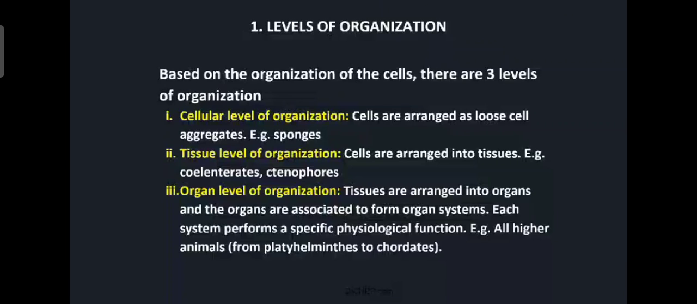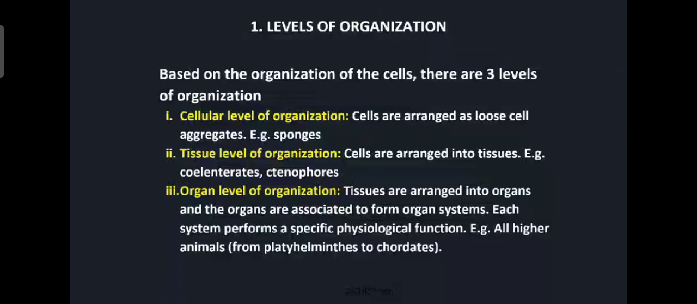So first one, cellular level of organization. As I told, cells are arranged as loose cell aggregates. So cells are loosely arranged to form the animal. That is called cellular level of organization. For example, sponges. Number 2, tissue level of organization. Cells are aggregated into tissue. For example, coelenterates and ctenophores.